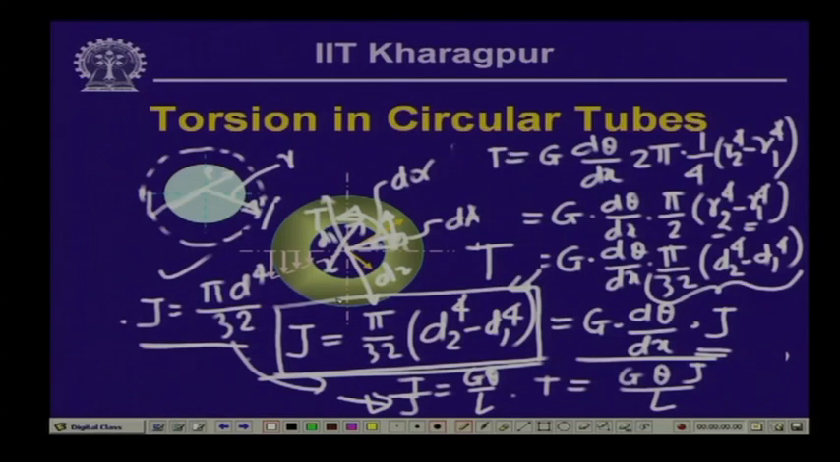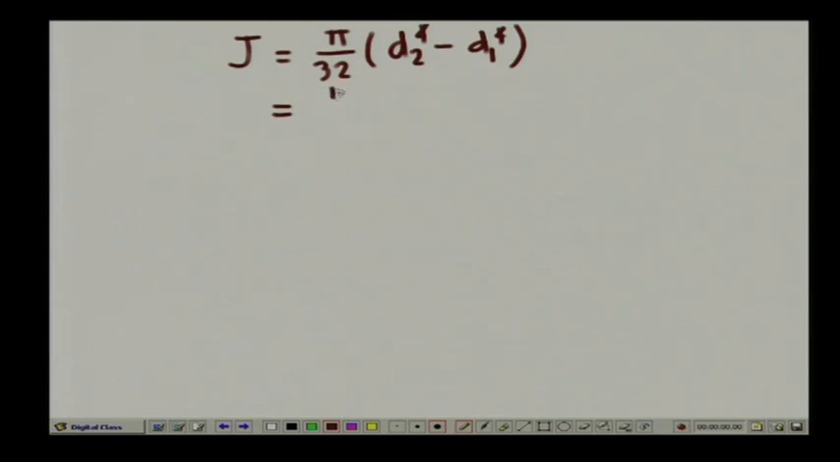Now, this particular expression for the polar moment of inertia can be written in a different form as well. Let us look into that. The value of J, the polar moment of inertia, in the case of a tubular section is π by 32 times d2 to the power 4 minus d1 to the power 4. Now, we can simplify this a little, and many times we use this expression as π by 32 times (d2 square) square minus (d1 square) square.